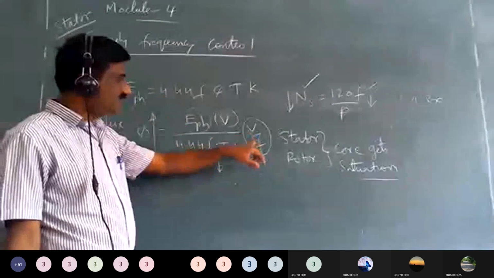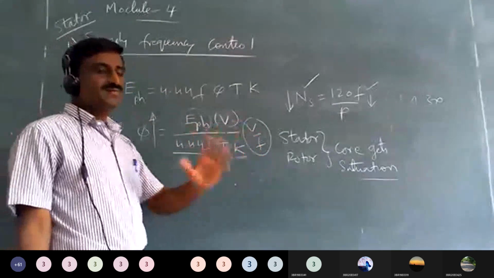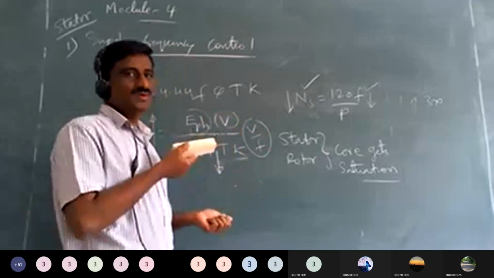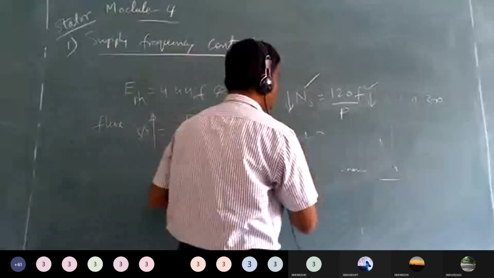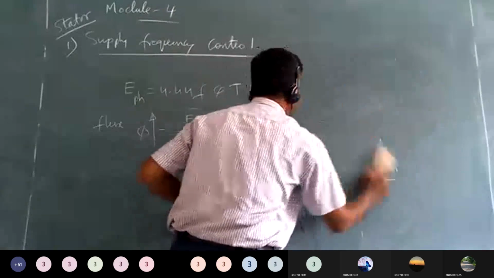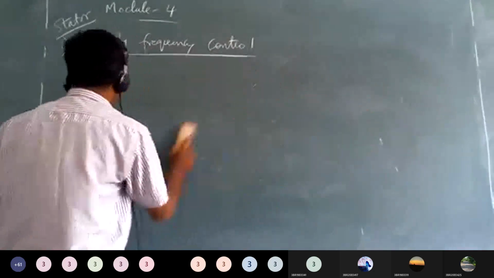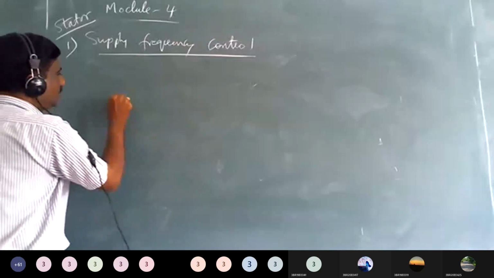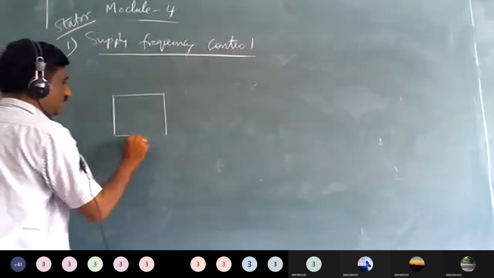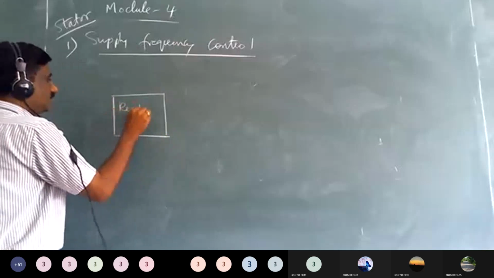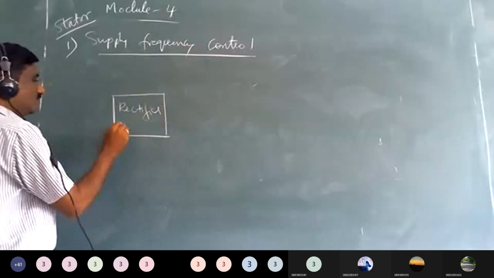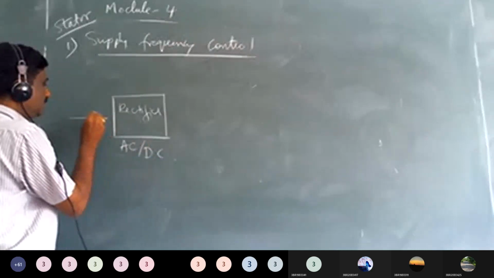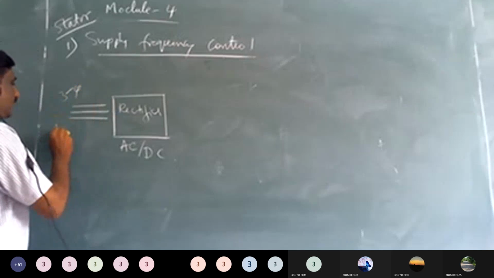That's why this method is also called volts per hertz frequency control. This is not possible by general approaches, so we have to go for power electronic based control. Volts per hertz control is based on power electronic control, as I told in the previous class. The available three-phase supply is given to the rectifier first. What will the rectifier do? It converts AC to DC, isn't it?